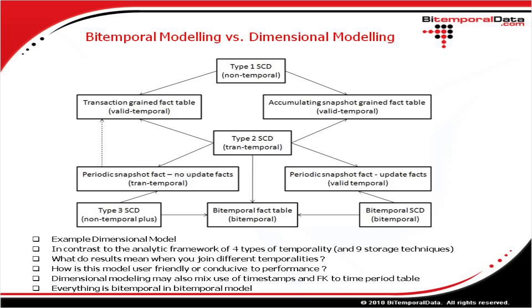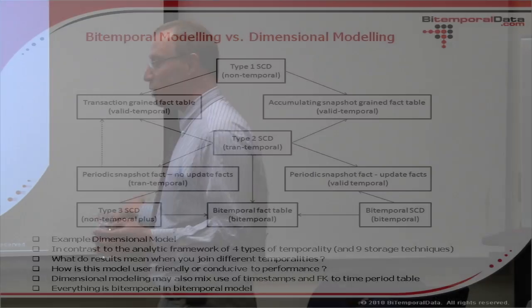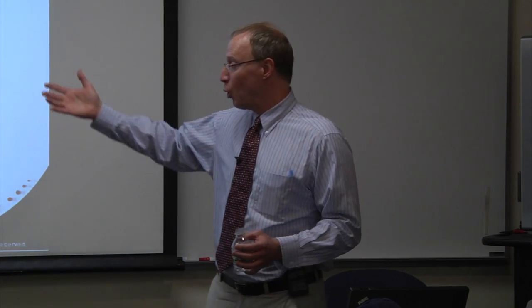Okay, and then you start to get to this thing that I talked about earlier. Contrast this to this analytic framework, and then what does it mean when you're joining these things with all these different types of temporality? Hard for me to wrap my head around. Okay, but one of the touted benefits of this model is that end users can just have at it. They can have at it, but I don't know if they really understand the results that they're getting back when they join these things with different types of temporality.